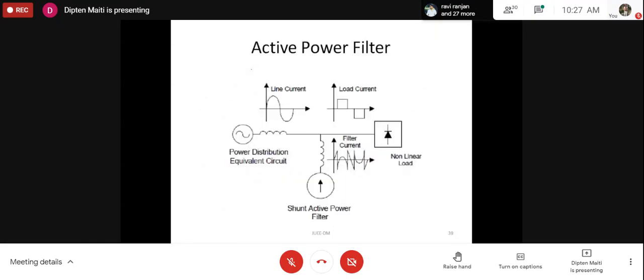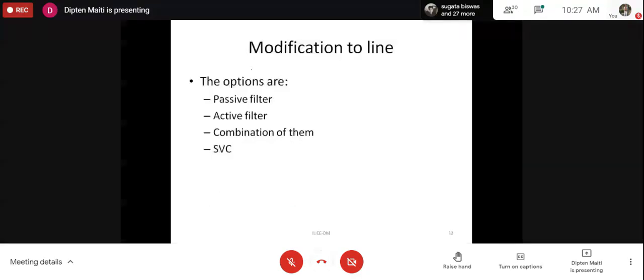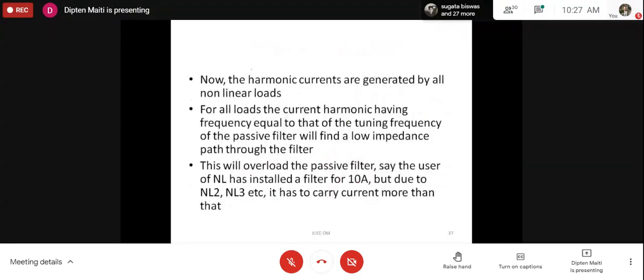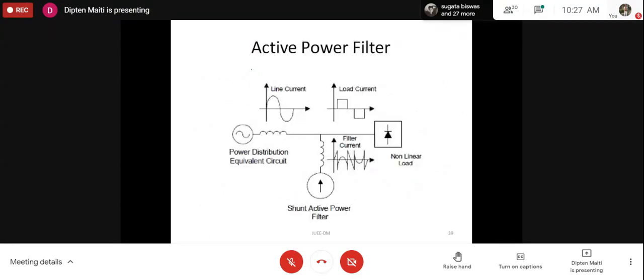So these things are written here. Okay, let's come back to the active power filter. A passive power filter consists of only L and C. Now, an active power filter is actually a power electronic converter.